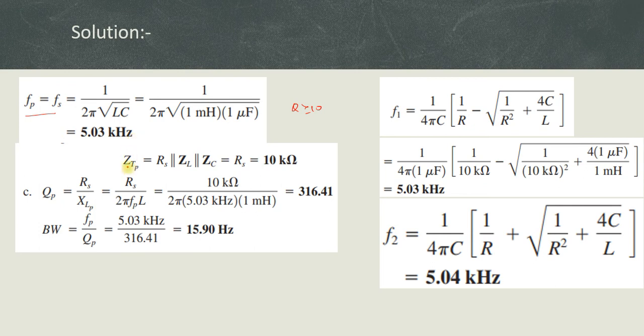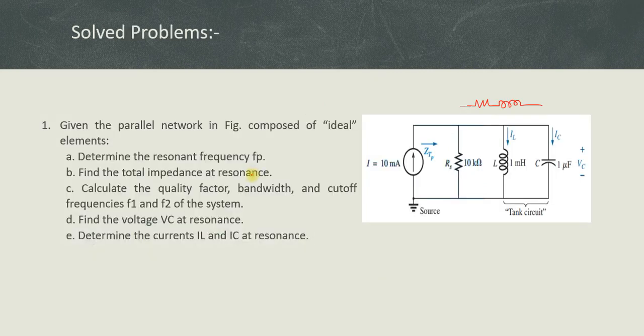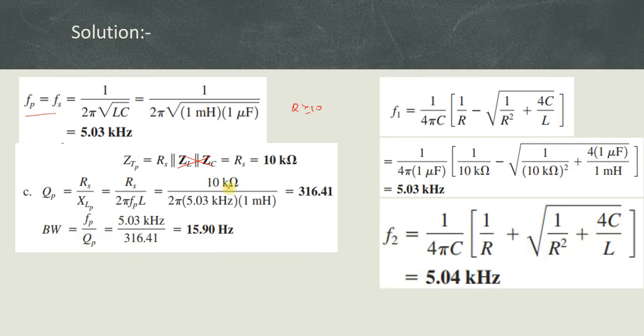The impedance at the resonance condition is the parallel combination of RS, ZL and ZC. At parallel resonance, ZL and ZC are equal, so it is a pure resistance network, and Z is equal to 10 kilo ohm, which is the resistance of the network. Next, bandwidth is equal to Fp divided by Qp.